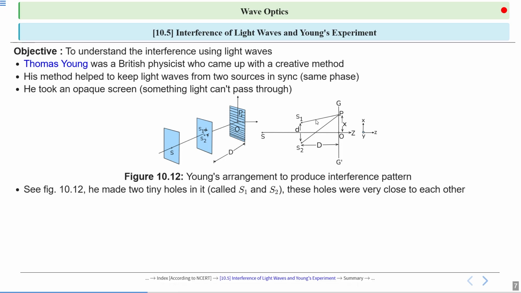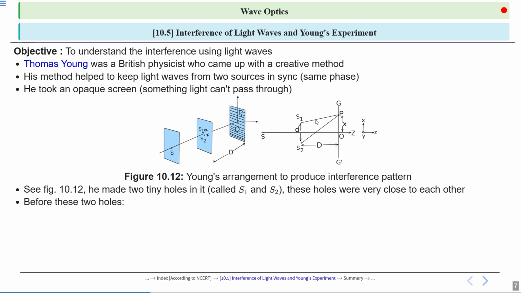In figure 10.12, you can see Young made two tiny holes in the screen labeled S1 and S2. These holes were placed very close to each other. Their separation is very, very small, in terms of millimeters. This setup allowed light to pass through these points and create the condition necessary for interference.